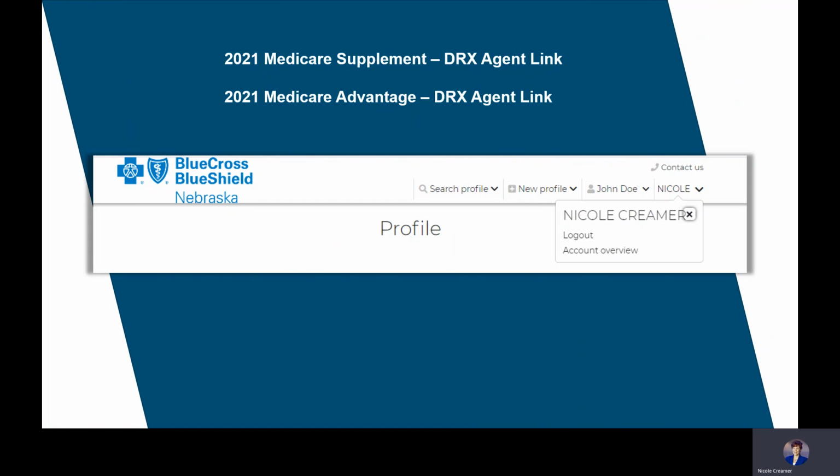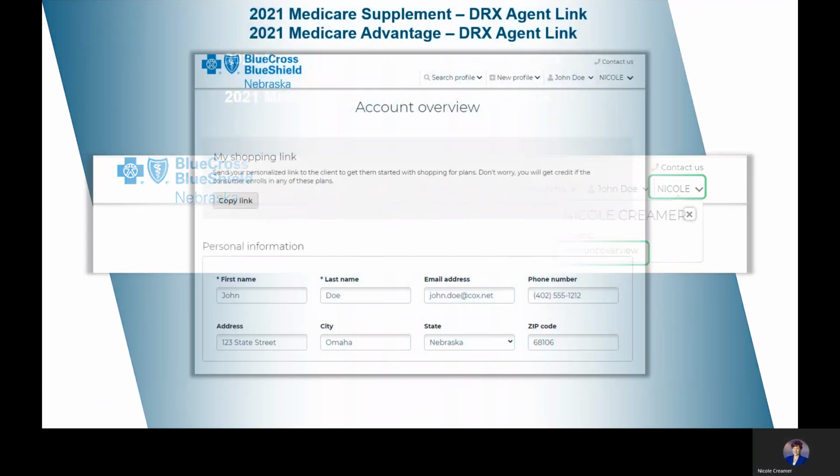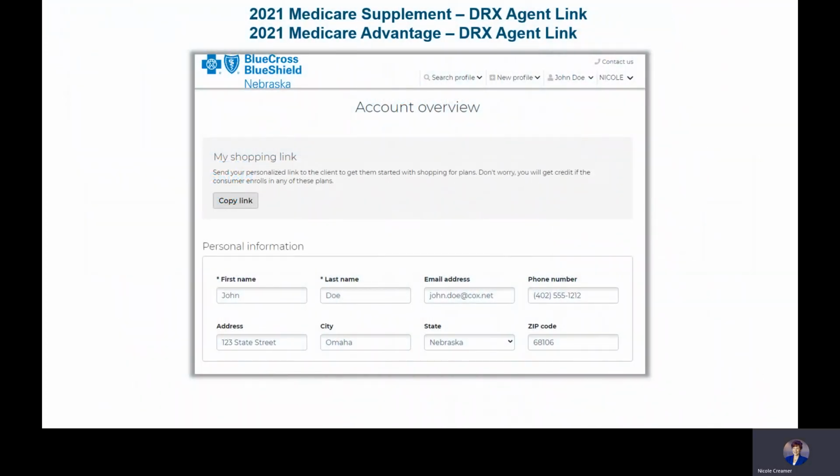To find your specific agent page, sign into the DRX portal, click on your name in the upper right-hand corner. When the tab drops down, click on Account Overview. Under Account Overview, you will see My Shopping Link and a button where you can copy link. You will click on the Copy Link button. Once you click on the Copy Link button, your URL agent link will be added to the clipboard.